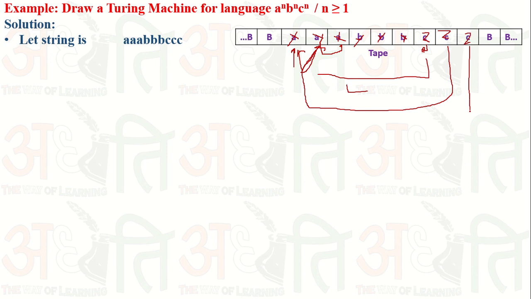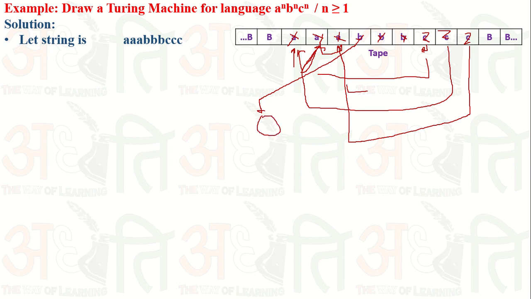Again we go to the left and find the x. When we find the x, we look for a, because after x we expect there will be an a, but here is a y. So y means all the a's are marked. At this time, if all a's are marked, then all b's are also marked and all c's are also marked. So while finding the b, when we find the b, we simply go to the next state.